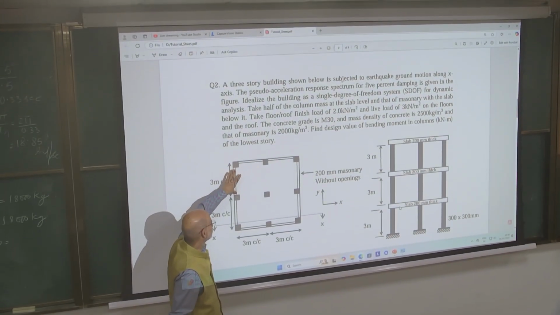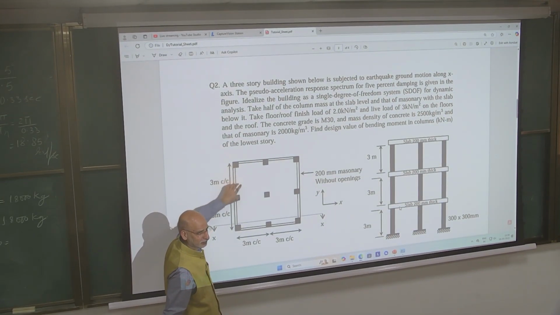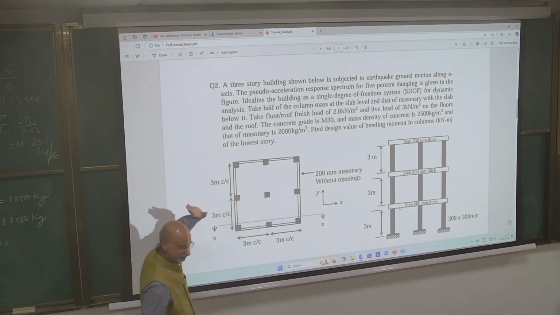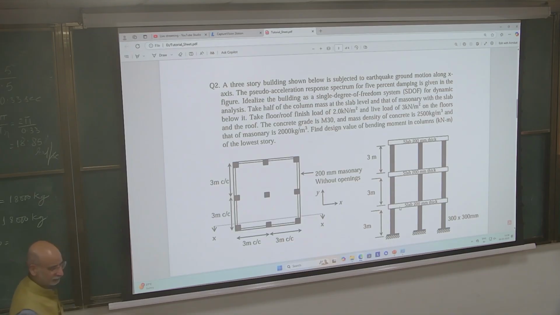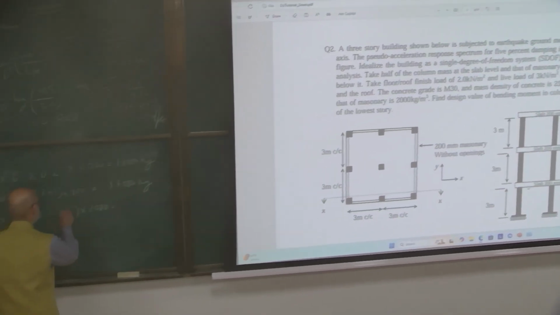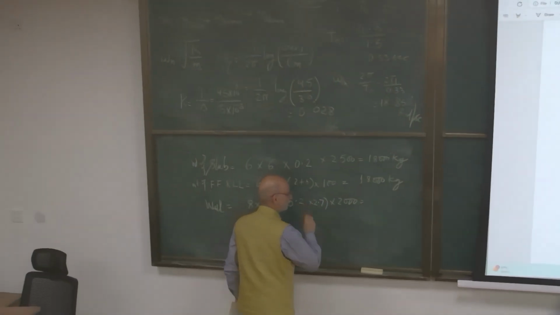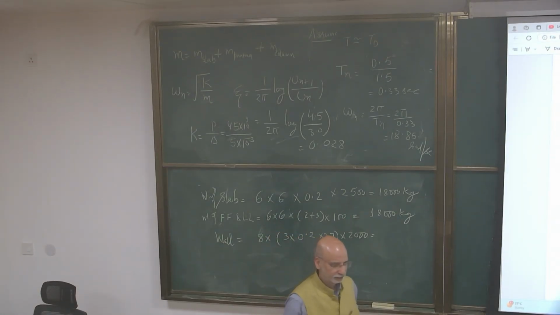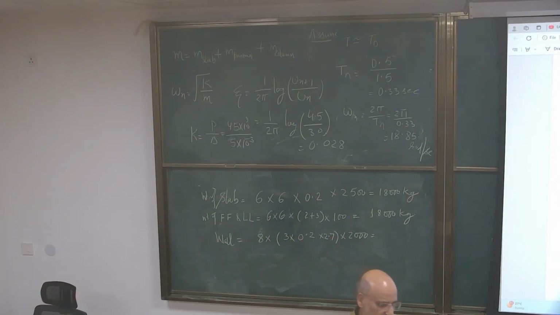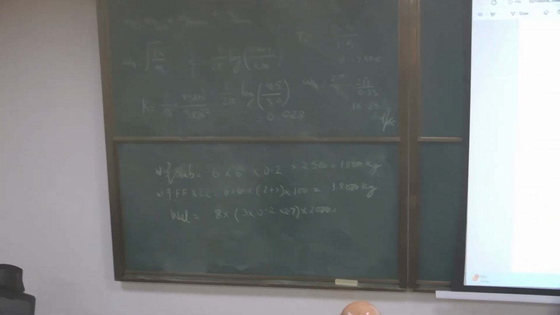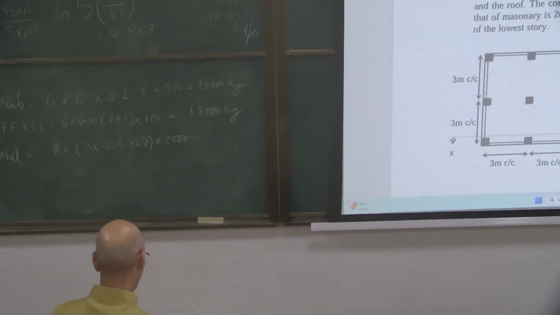Because wall is this much only. 2.7. If you take center to center, the mass of this column and mass of this column will come. Okay? 2.7. So clear, all the dimension is clear to you now? No confusion? Okay. So tell me.